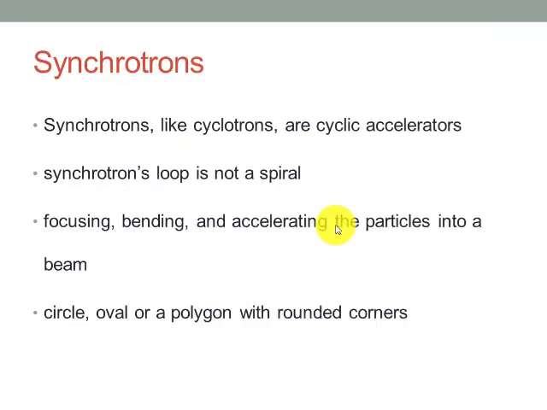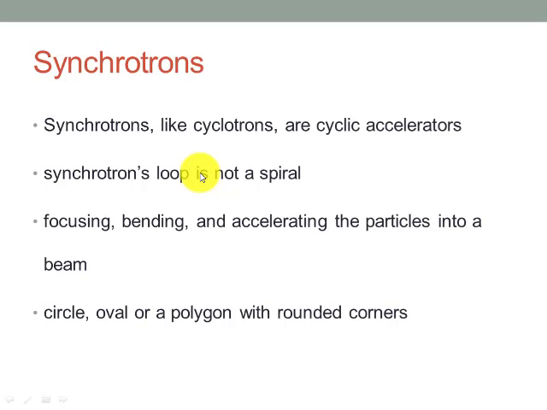Synchrotrons, like cyclotrons, are cyclic accelerators and send particles into a closed loop path, increasing their speed with each revolution. So in a synchrotron, particles get accelerated in each revolution, and their speed will increase in each revolution. But unlike cyclotrons, the synchrotron's loop is not a spiral loop.